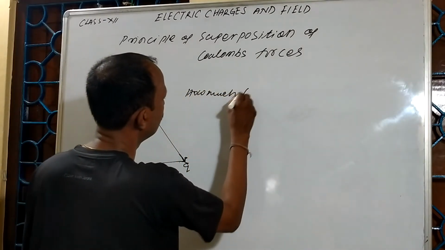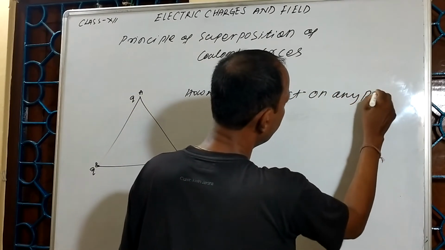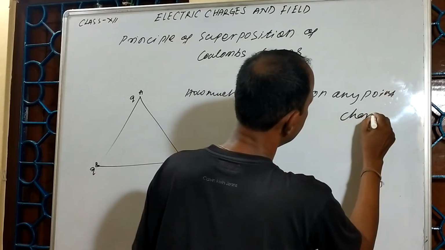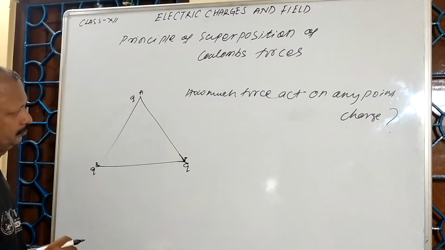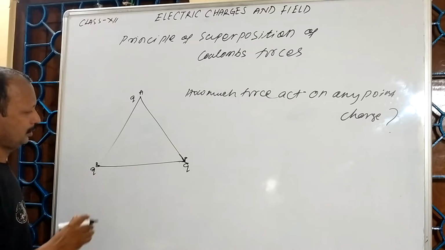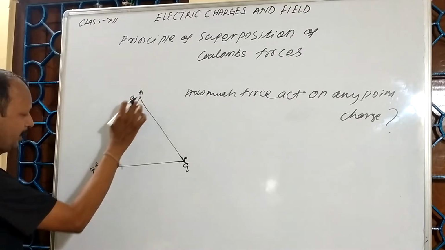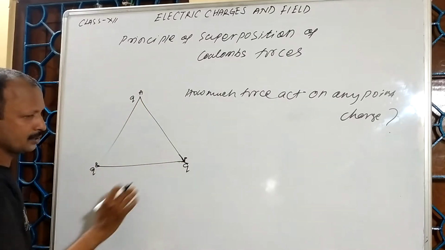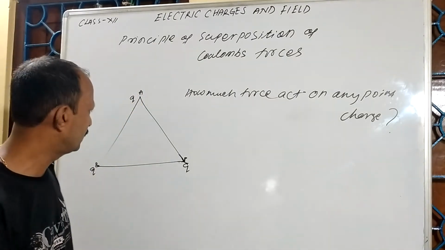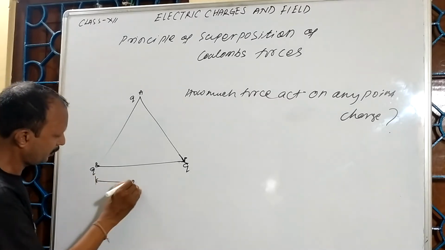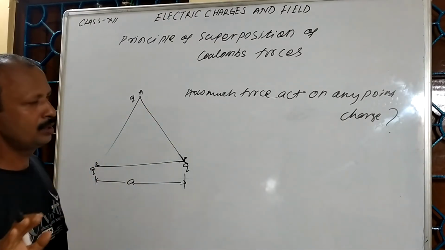For example, we will consider it at this point. Yes, one more thing. The distances AB, AC, BC are all equal because I said that ABC are the vertices of an equilateral triangle. Suppose this distance is given as a. So this is also a, this is also a.